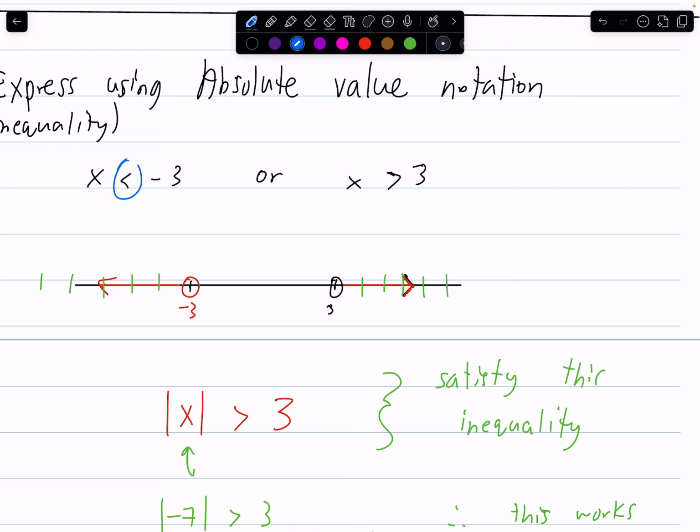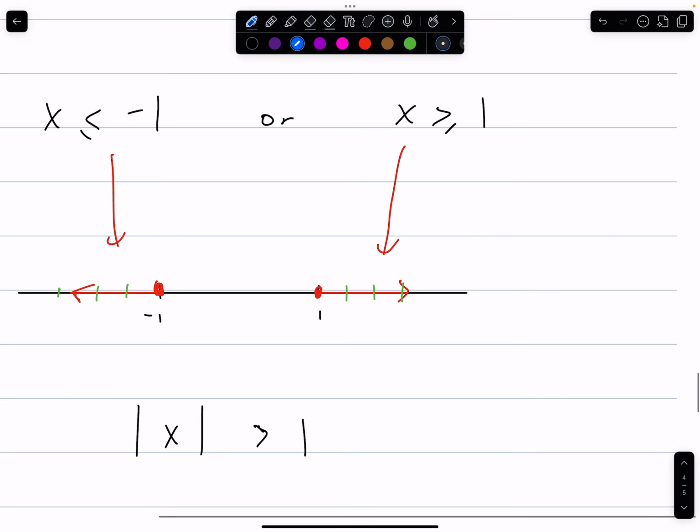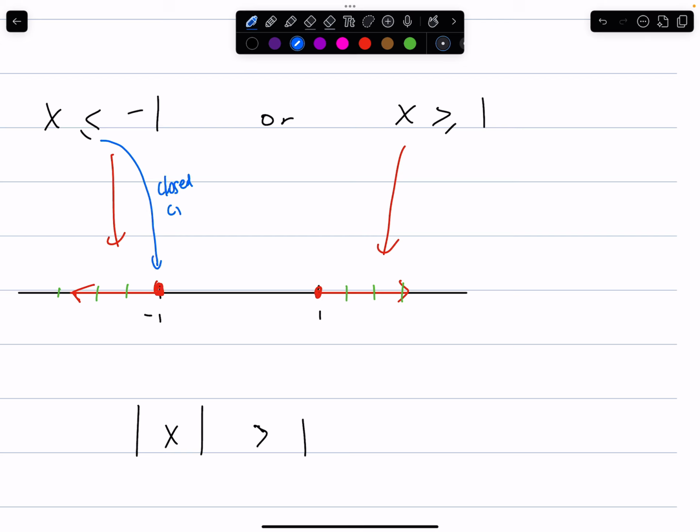Over here, these less than or equal to and these greater than or equal to signs, if this is just less than or greater than, this is going to be an open circle. And this is going to be an open circle, okay, on your number line. But if you look at it, when you have a greater than or equal to sign, it's going to be a closed circle.